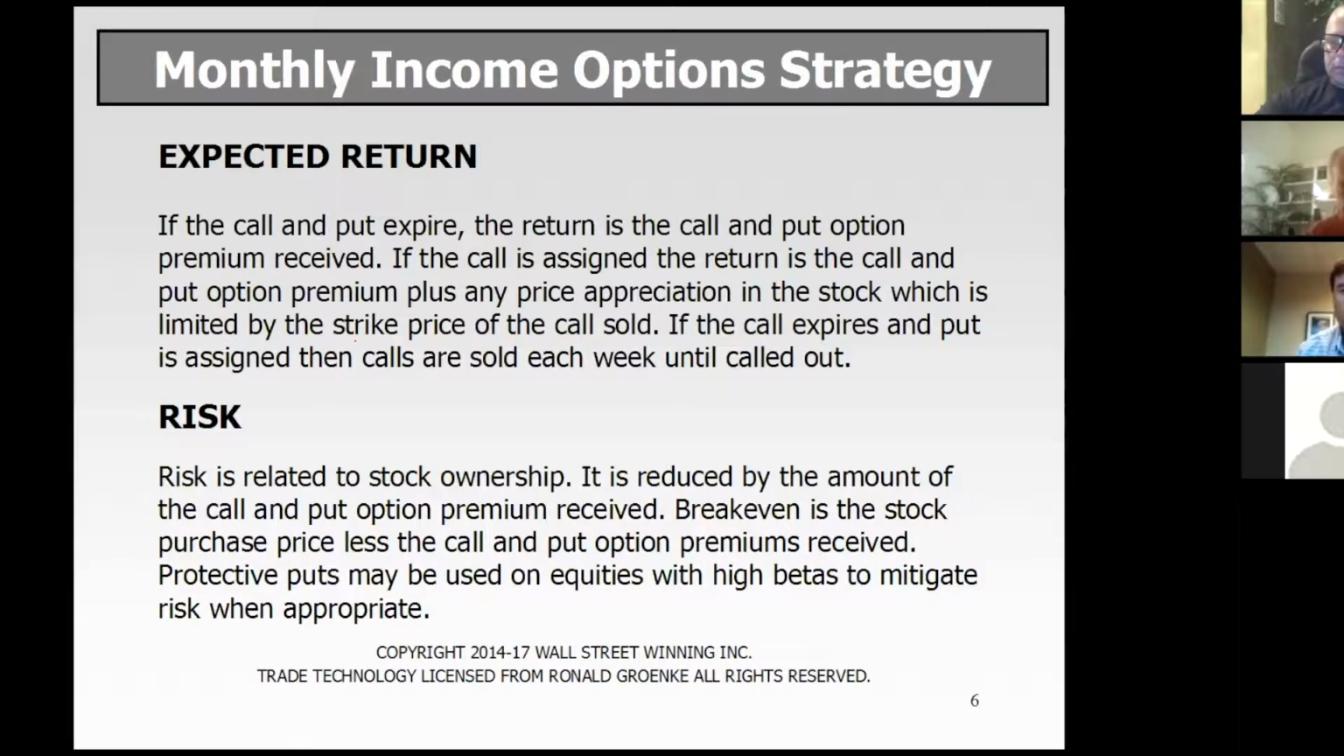If the call expires and put is assigned, then we sell calls each week until called up. So in other words, we're picking those stocks, those companies we do not mind owning because they have good fundamentals. So we'll take that additional asset on and we'll sell calls and manage the exit on that particular position.